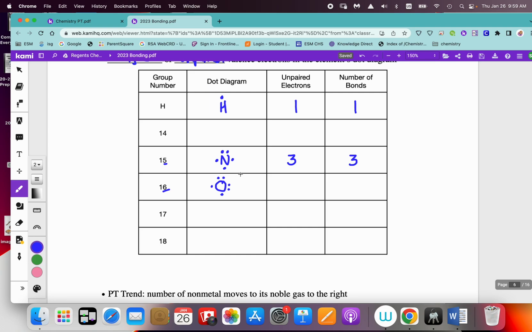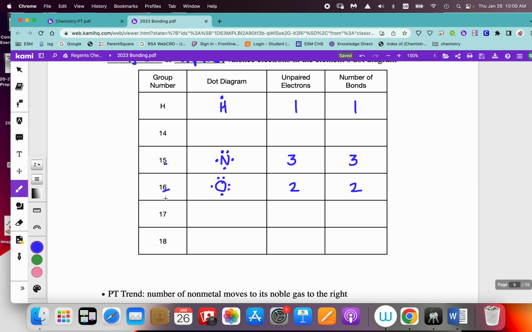So group 16 elements, they have 2 sets of electron pairs, and then they each have 2 areas where there's a single electron in them. So they have 2 unpaired electrons. They must form 2 bonds.